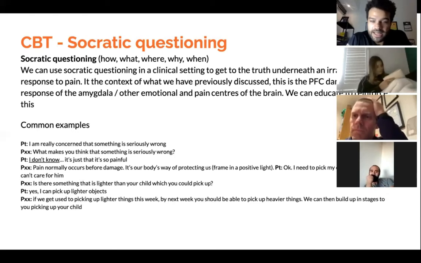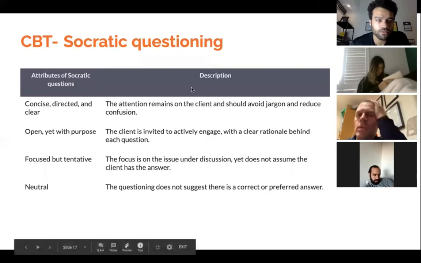The patient might then say, "Okay, I need to pick my child up, but I can't care for him," showing distress. "Is there something that is lighter than your child which you could pick up?" "Yes, I can pick up lighter objects." If we get used to picking up lighter things, by next week, you should be able to pick up heavier things. We can then build this in stages for you to pick up and care for your child. You're offering a controlled, predictable solution, and as well as that, the patient can envision their future forward. They can envision their triumph over their discomfort.